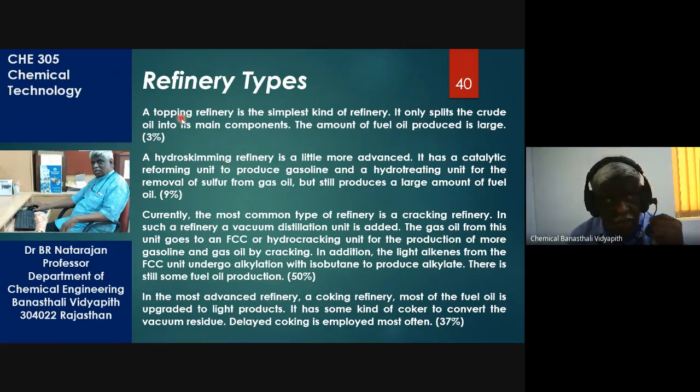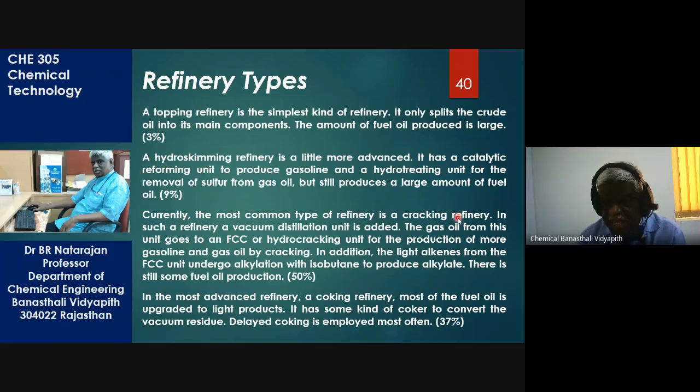3% are topping. Topping means only atmospheric column. And in hydro skimming, atmospheric column and a catalytic reforming unit, right? And a hydro treating unit also for removal of sulfur. Remember, reforming cannot be done without hydro treating. Otherwise, the reformer catalyst will go bad, right? So 9% of the refineries in the world are hydro skimming.